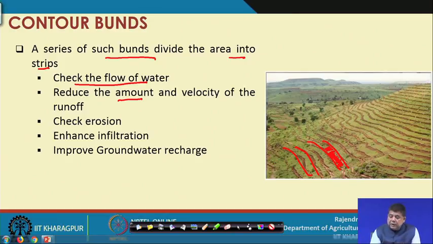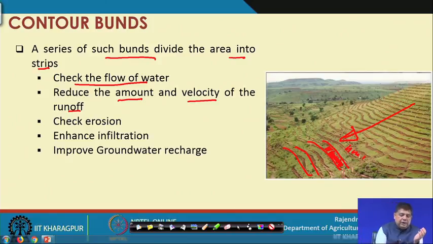In this case, because the bunds are constructed in this direction, the land slope is in this direction. If these strips were not there, a much larger amount of flow would have reached this point. But because of these narrow strips where water gets stored, the total amount of water which flows out is much less. And of course, the velocity of the runoff is also checked, because we are storing water in between these structures. And once the water is not allowed to flow, velocity is not there.